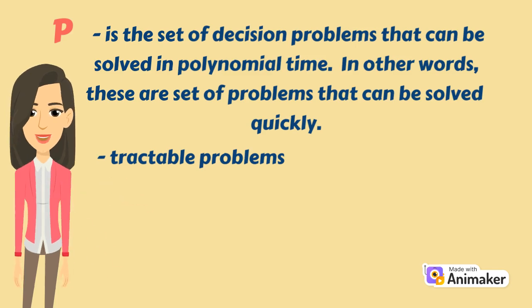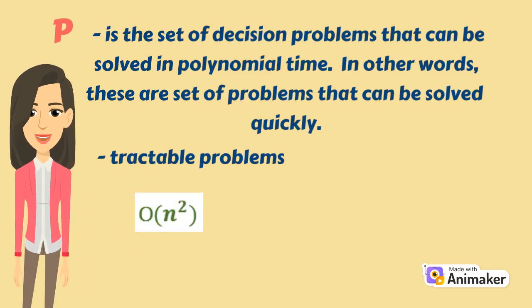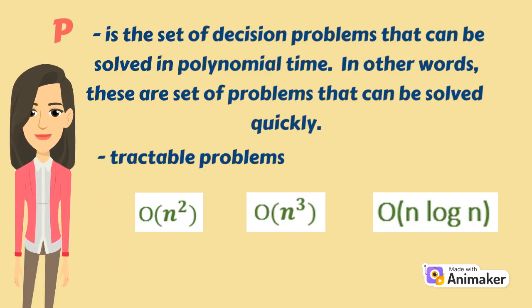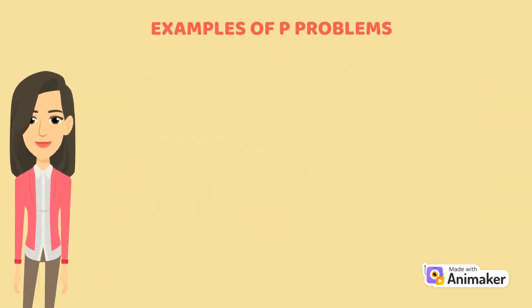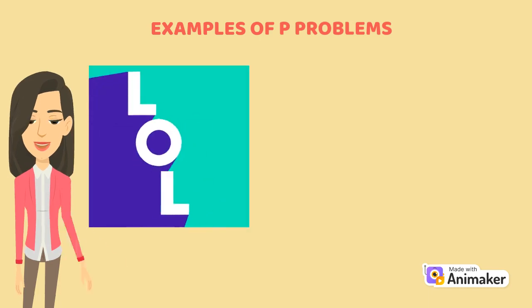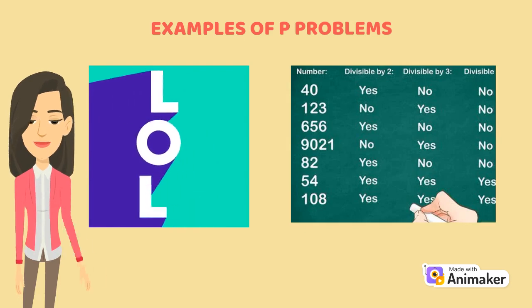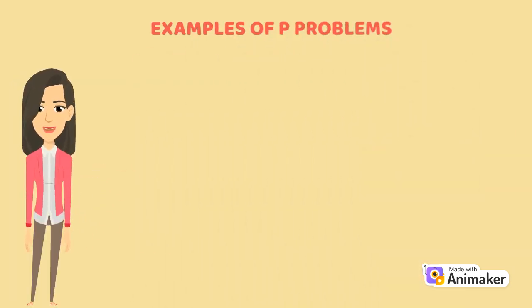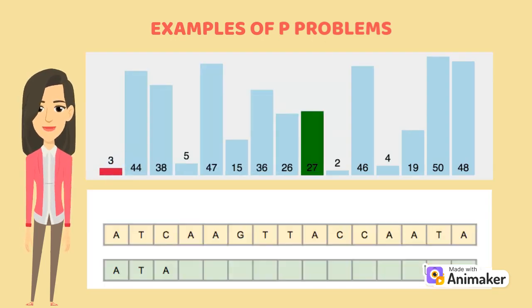Examples of polynomial time are big O of n squared, big O of n cubed, and big O of n log n. Examples of P problems are recognizing palindromes and divisibility of a number by another number. The other examples are sorting and matching symbols in a string.